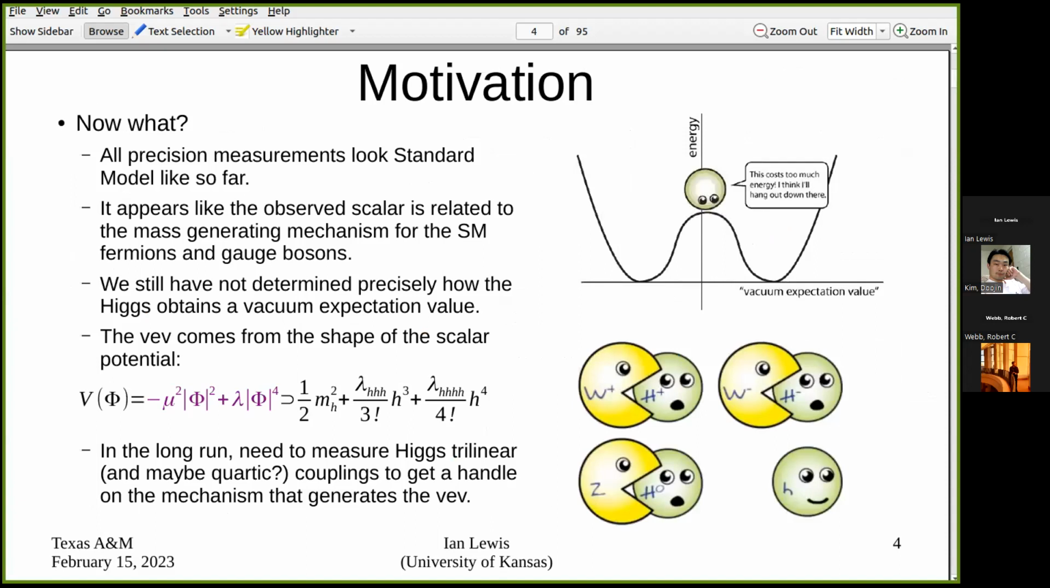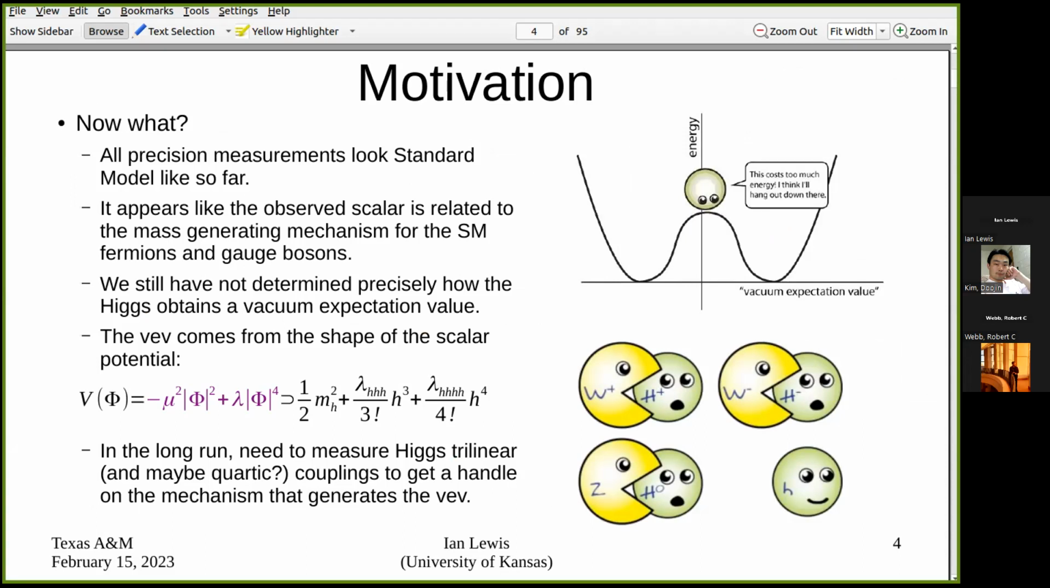All precision measurements look standard model like. It appears, at least with the observed scalar, I'm going to say "observed scalar" quite a bit because you never know if it's completely the standard model Higgs, that it's related to the mass generating mechanism. That's just because that line is straight. The couplings are proportional to the masses, so it looks like it's at least related to it.